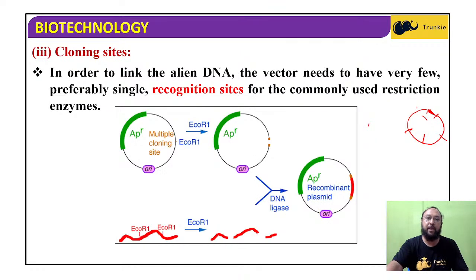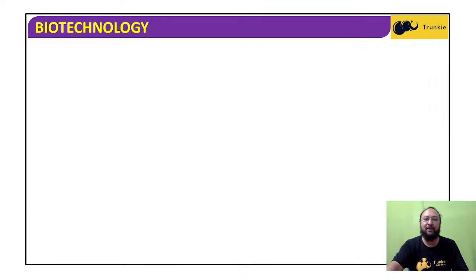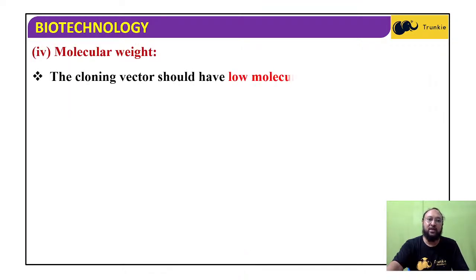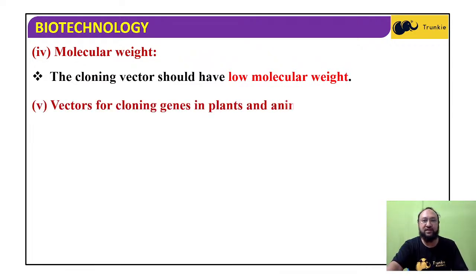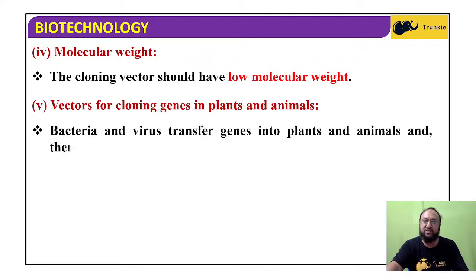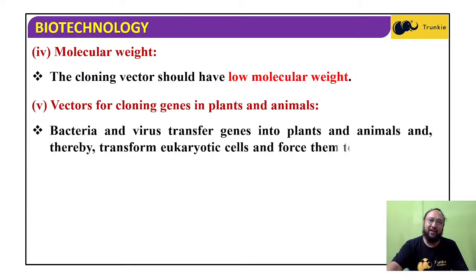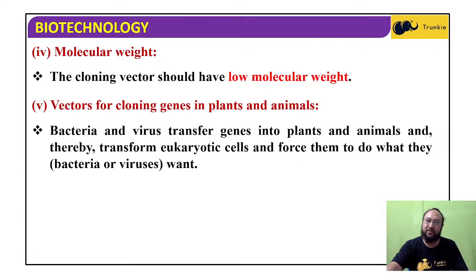Now you can see here the ORI, the multiple cloning site, and DNA ligase. Then the molecular weight: the cloning vector should have low molecular weight, then it will be easy. Now, vectors for cloning genes in plants and animals. Bacteria and viruses transfer genes into plants and animals and thereby transform eukaryotic cells and force them to do what the bacteria and viruses want. That is it.